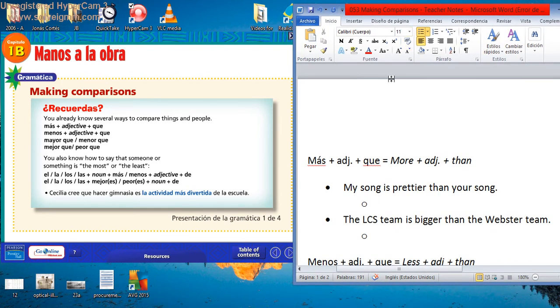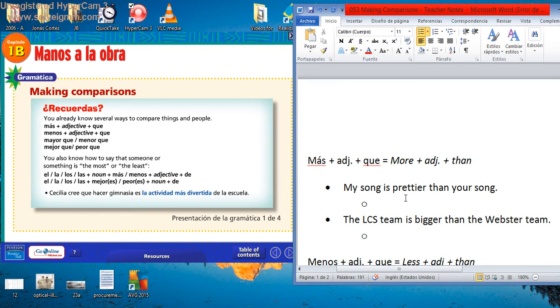So the Recuerda section, the little box, says, do you remember? You already know several ways of comparing different things. Let's go ahead and review them. The first one we're going to look at is más plus the adjective plus que: more, adjective, than. My song is prettier than your song, all right? In English we don't say more pretty, right? But that's what you're going to do in Spanish.